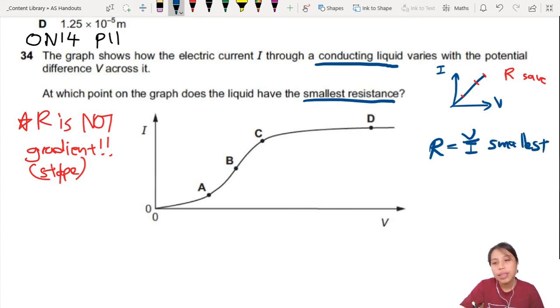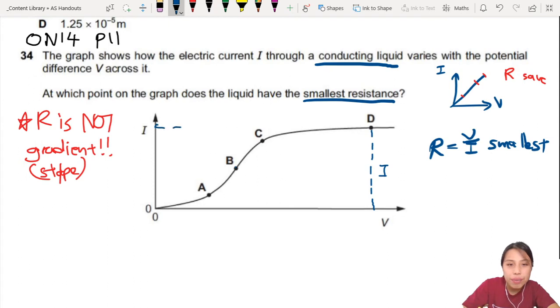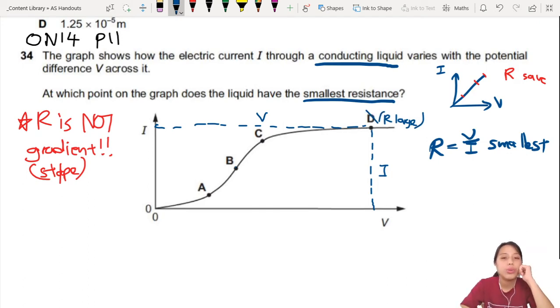That means V divided by I must be smallest. What does that mean? Okay, let's look at D first. For D, this height is your value of I, and your value of V is very big. So V divided by I is very big, so R is large. So nope, not D. So how would you decide between A, B, and C then?